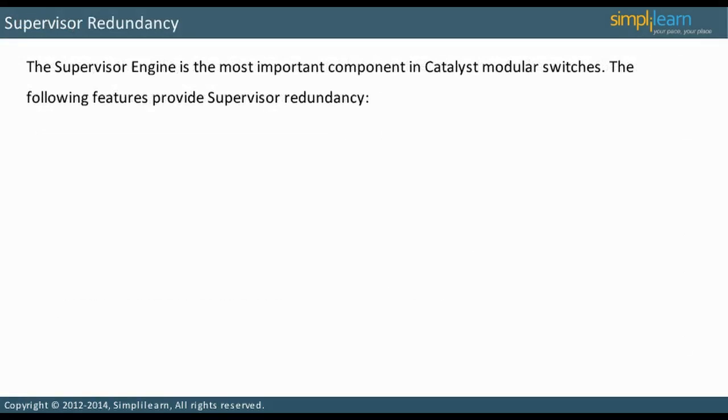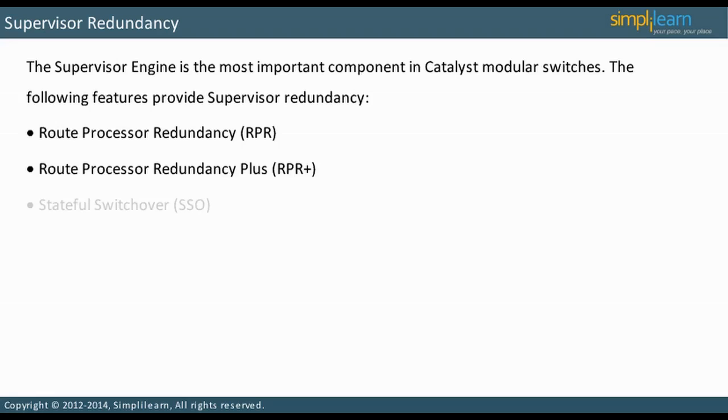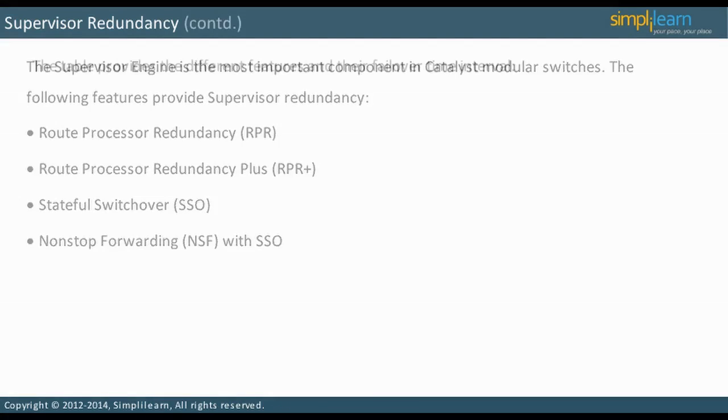The supervisor engine is the most important component in Catalyst modular switches. Many features provide supervisor redundancy. They differ in failover timings and capabilities. Supervisor redundancy is provided by Route Processor Redundancy, Route Processor Redundancy Plus, Stateful Switchover, and Nonstop Forwarding with SSO. In the next slide, let us examine failover time for Catalyst 4500 and 6500 switches with these features.